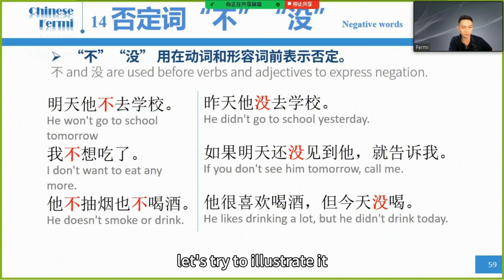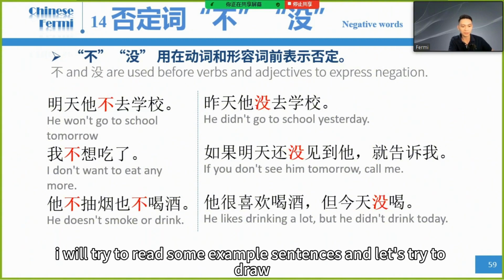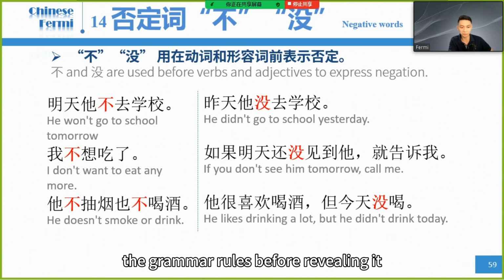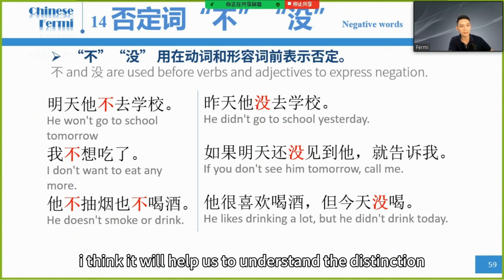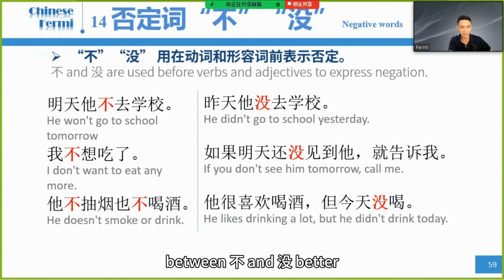Let's try to illustrate it. I will try to read some example sentences and let's try to draw the grammar rules before revealing it. I think it will help us to understand the distinction between 不 and 没 better.